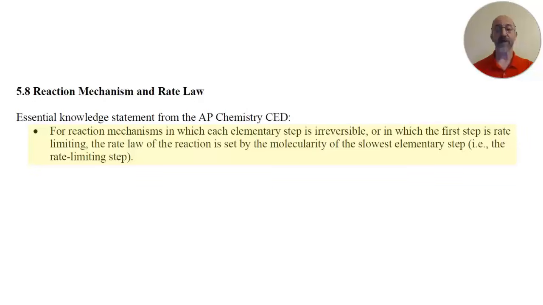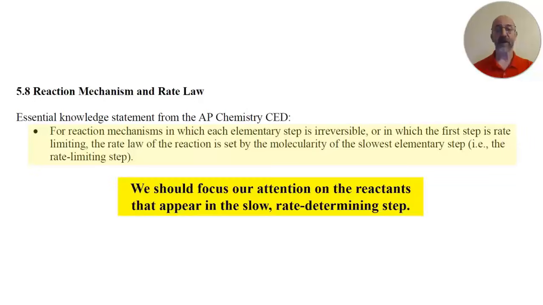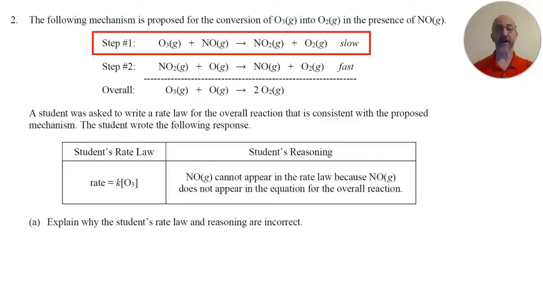When you're talking about the slow rate determining step, then looking at the mechanism, we should focus our attention on the reactants that appear in the slow rate determining step. In this 2-step mechanism, step 1 is the slow step. Now I see 1 molecule of ozone, or O3, but I also see 1 molecule of NO, or nitrogen monoxide. So you might wonder, why did the student not include the nitrogen monoxide in their rate law? Well, here is the student's reasoning.